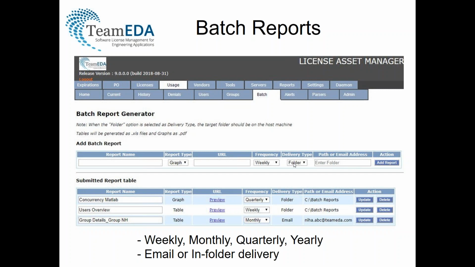Delivery of emails is pretty straightforward. You put in an email address here. We cannot put in multiple email addresses, but you can create an alias email address. So if you want a group of people to receive the batch report, you just create an alias and put that alias email address in here, add report, and it's done. Of course, this does require that you have your mail system set up.